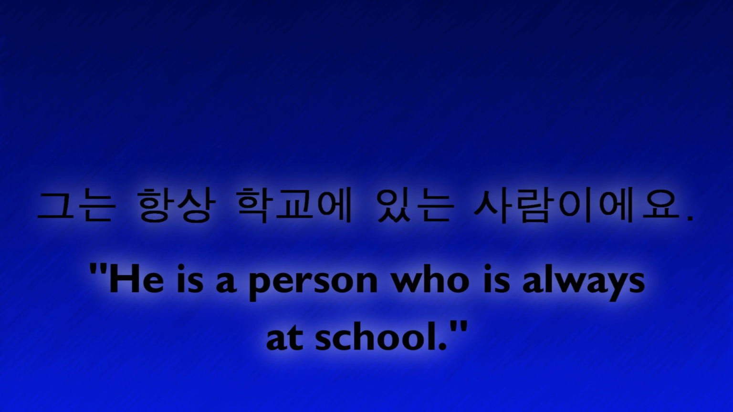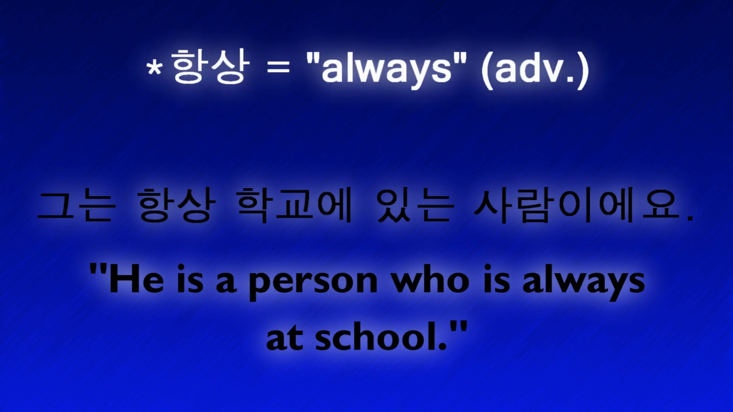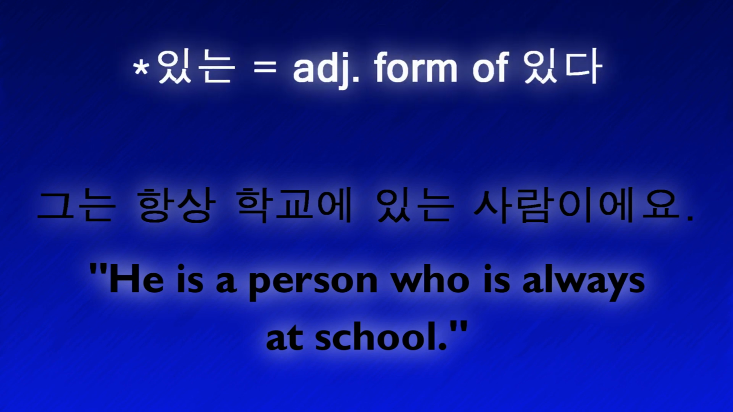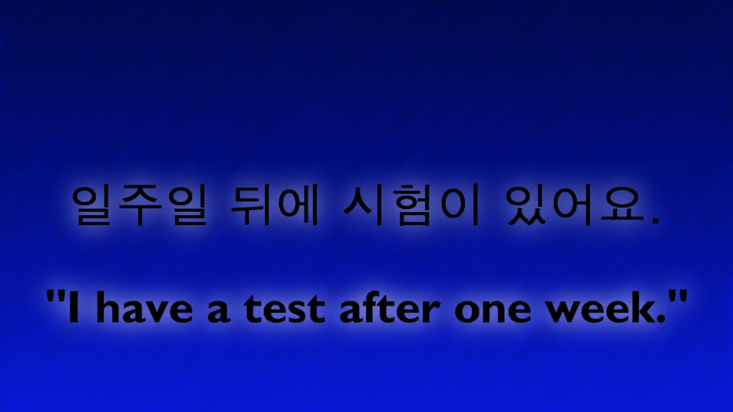그는 항상 학교에 있는 사람이에요. You can also think of this as meaning more literally, he is a person who always exists at school. 항상 is an adverb that means always. 있는 is just the verb 있다 transformed into an adjective, so we can use it to describe the person. And here's just one more example.